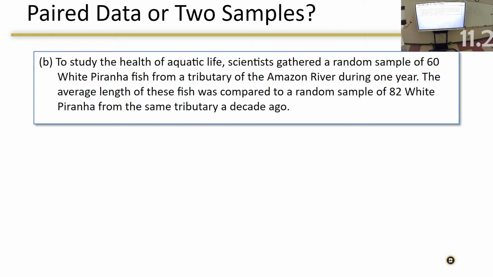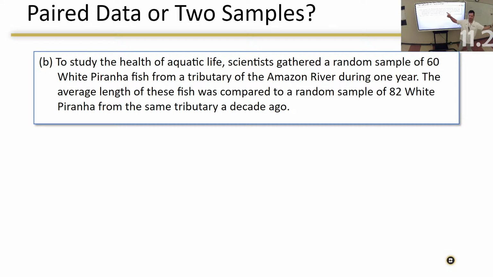B, study the health of aquatic life. Scientists gathered a random sample of 60 white piranha fish from a tributary of the Amazon River. The average length of these fish was compared to a random sample of 82 white piranha from the same tributary a decade ago. This one should be almost as easy as any of them.